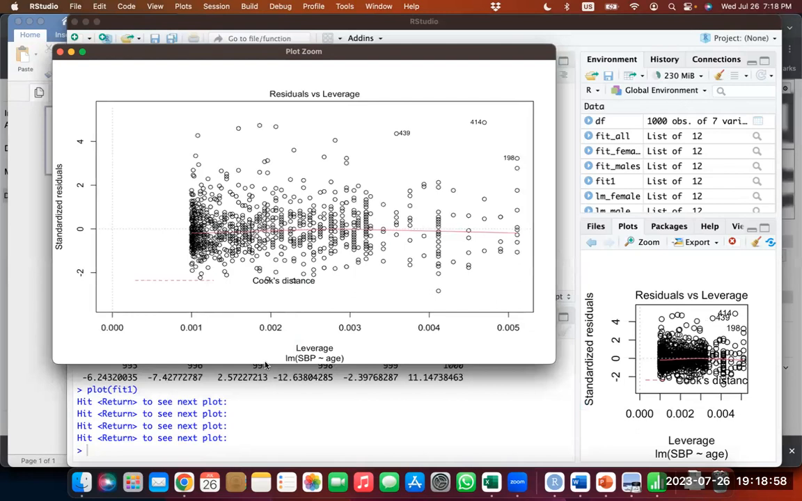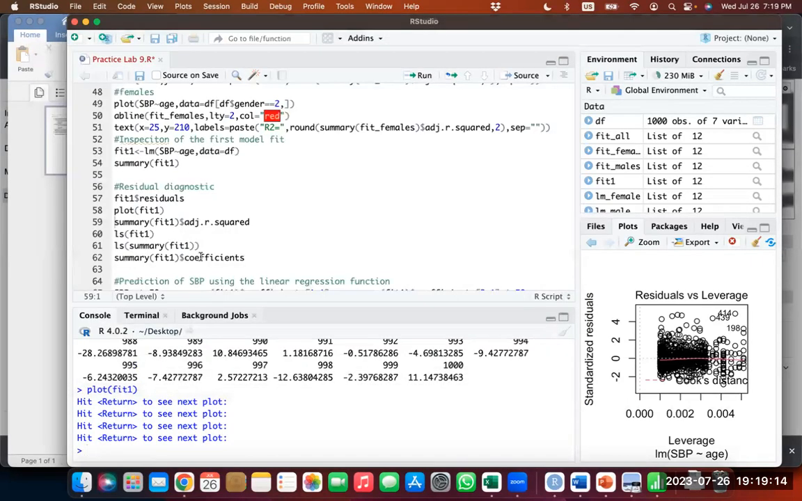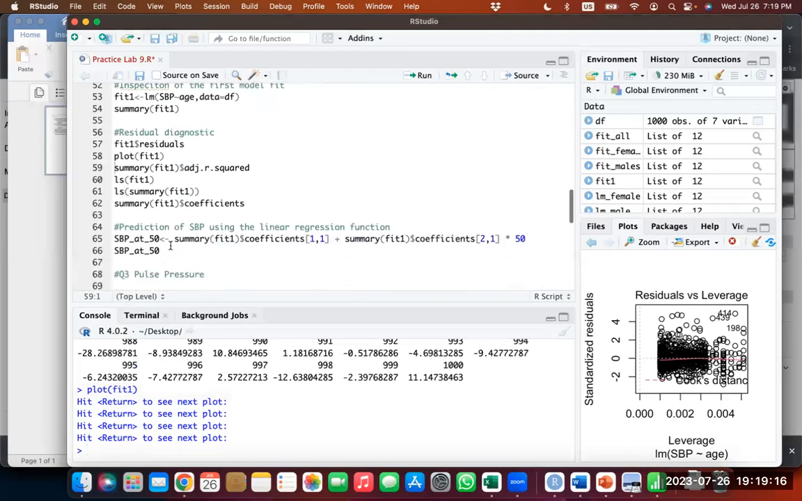Leverage basically is how much it actually plays an effect in the model estimate. So we again see a considerably flat line. So basically, independent of the leverage of that particular parameter, it doesn't really affect the model. So these are the residual plots that R readily provides to you.